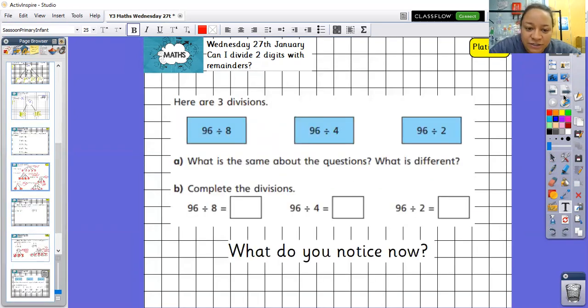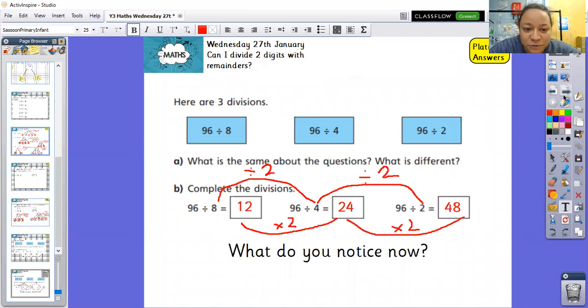Okay, so our platinum challenge here is thinking about what we notice. So we've got 3 division calculations here. What's the same about these questions and what is different? See if you can solve them. So complete the divisions. And then what do you notice at the end? Pause the video here and see if you can give this a go.